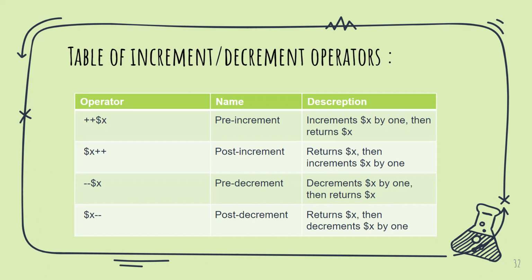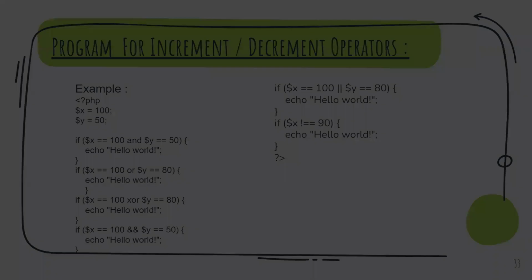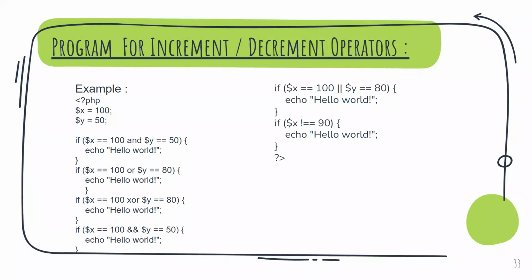And in case of post increment, we first write the variable and then we mention two plus symbols. And here first the assignment is made, and once the assignment is done, then the variable is incremented. It's the same with the decrement as well. This is an example program.